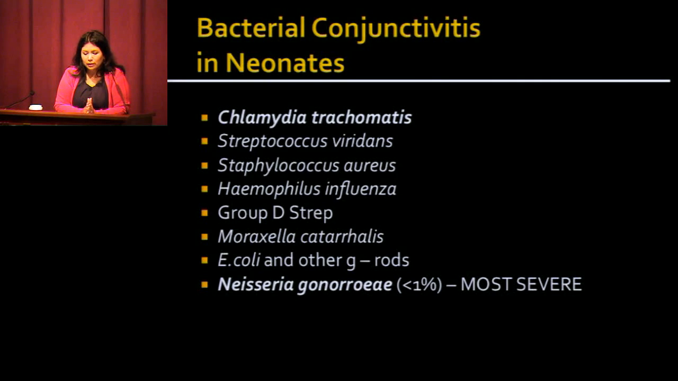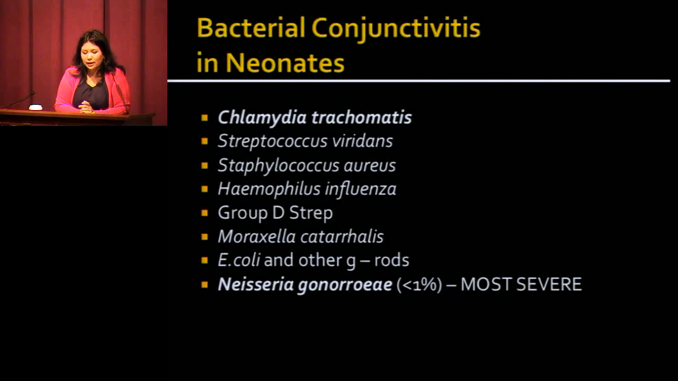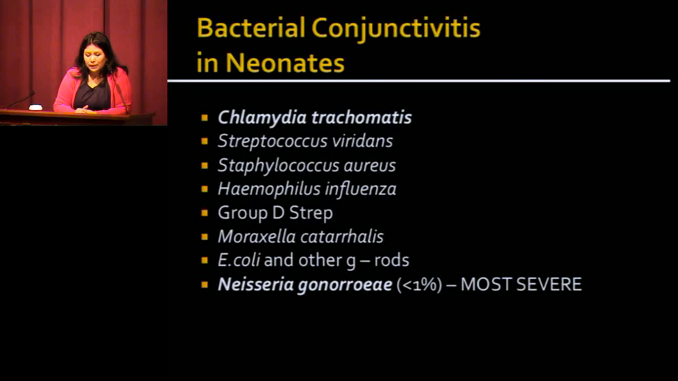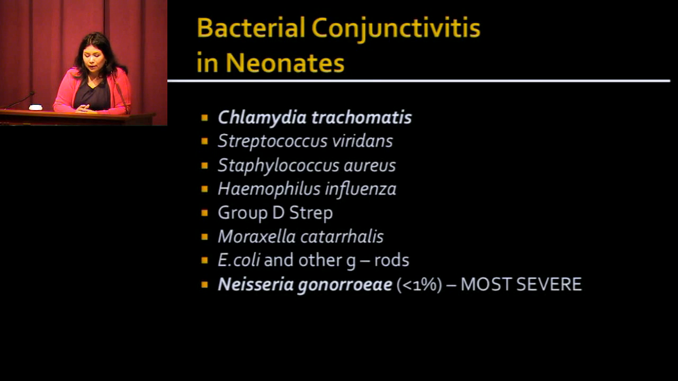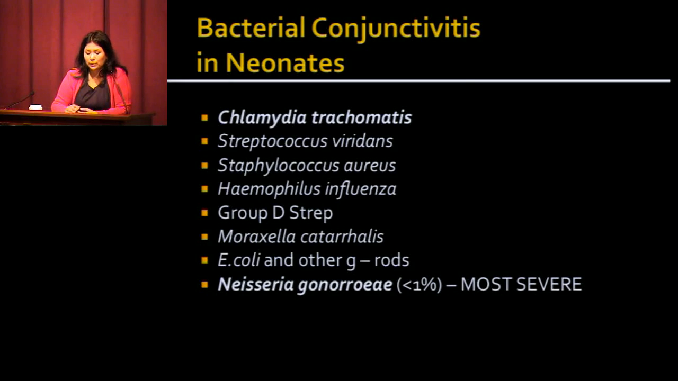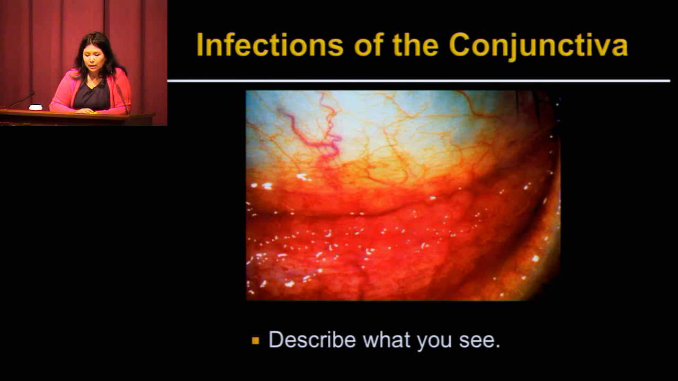But Streptococcus viridans, Staph aureus, H flu, Group D strep, Moraxella, E. coli, other gram-negative rods. But the one at the bottom, Neisseria gonorrhoeae, is not as common. It's very rare. Less than 1% is what's quoted, but it's the most severe form. So you absolutely want to be able to diagnose this one. And again, especially if the history is vaginal delivery, rupture of membranes, this is top of the list, okay?